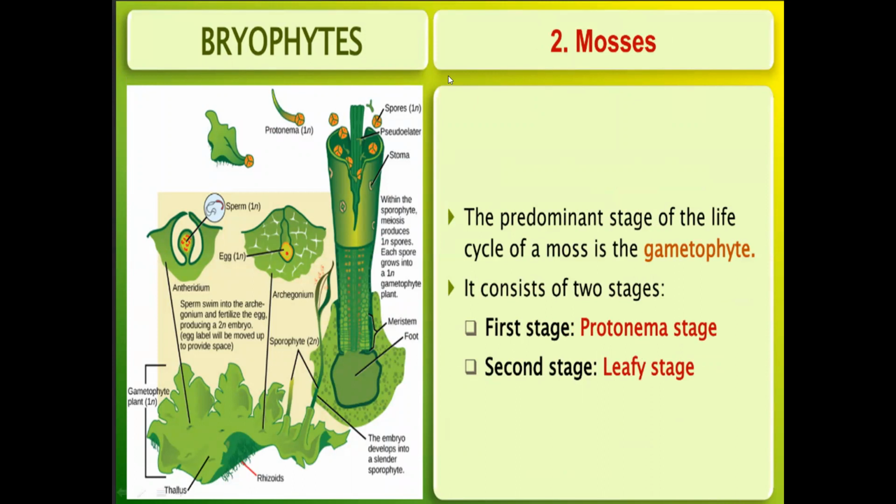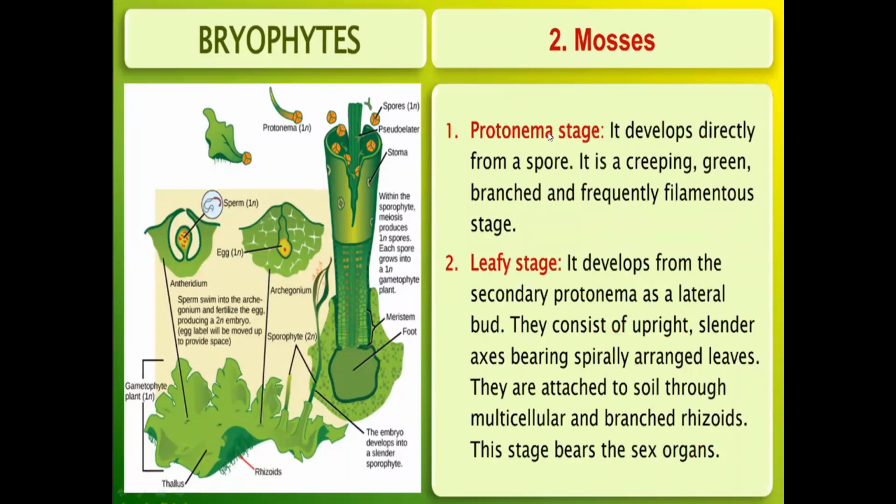So you all write this. This is also new, protonema. The protonema stage develops directly from the spore. From the spore, you will get a protonema stage. It is a creeping, green, branched and frequently filamentous stage, like a filament. The leafy stage develops from the secondary protonema as a lateral bud.